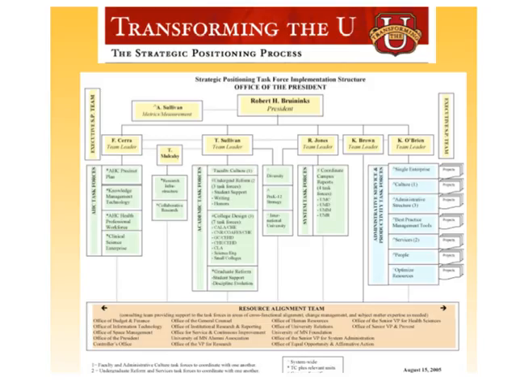This is a visual of all the many committees that were in place at the time across the University of Minnesota as part of what was called the Strategic Positioning Task Force Implementation Structure. There were all of these boxes and things, as well as the mini groups and the resource alignment team. All total, I believe there were about 34 task forces at the time.